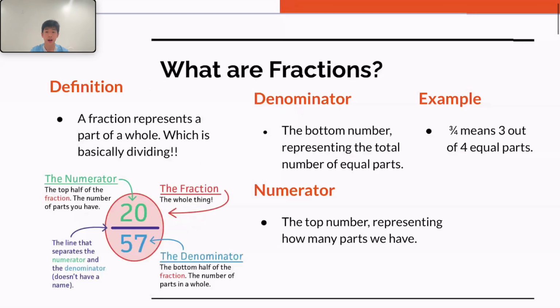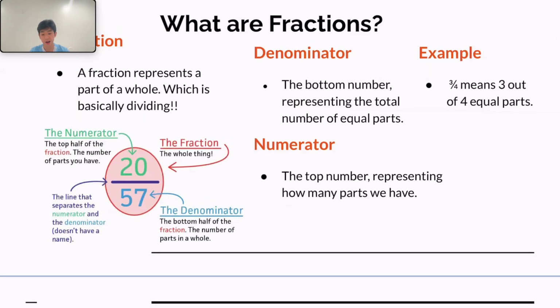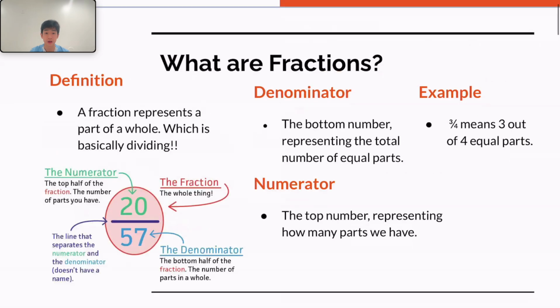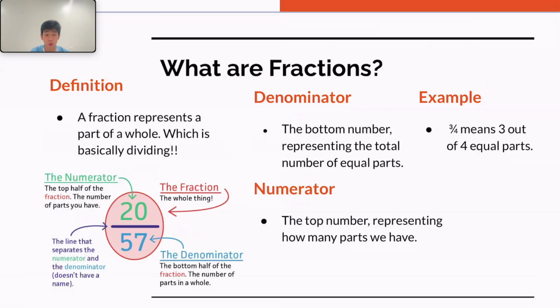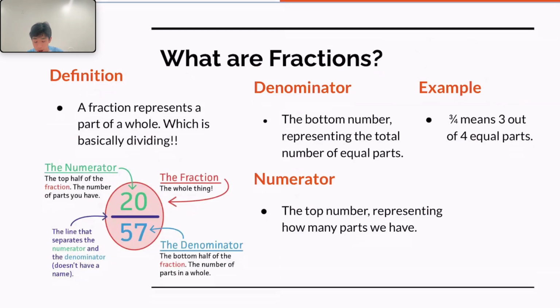First, what are fractions? A fraction represents a part of the whole thing, which is basically just dividing. The denominator we see here is the bottom number representing the total number of equal parts. In the example here, the denominator is 57. It's the bottom half of the fraction, which is the number of parts in the whole. The numerator is the upper part or the top half of the fraction. This represents how many parts we have out of the total parts.